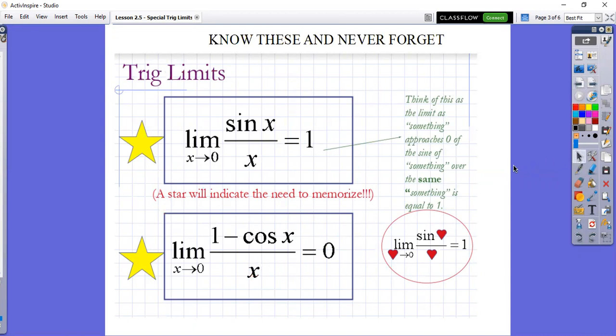So I'm about to move on to the next page, but know these limits. Don't forget them. They're going to be very helpful with solving some different looking kinds of trig functions.